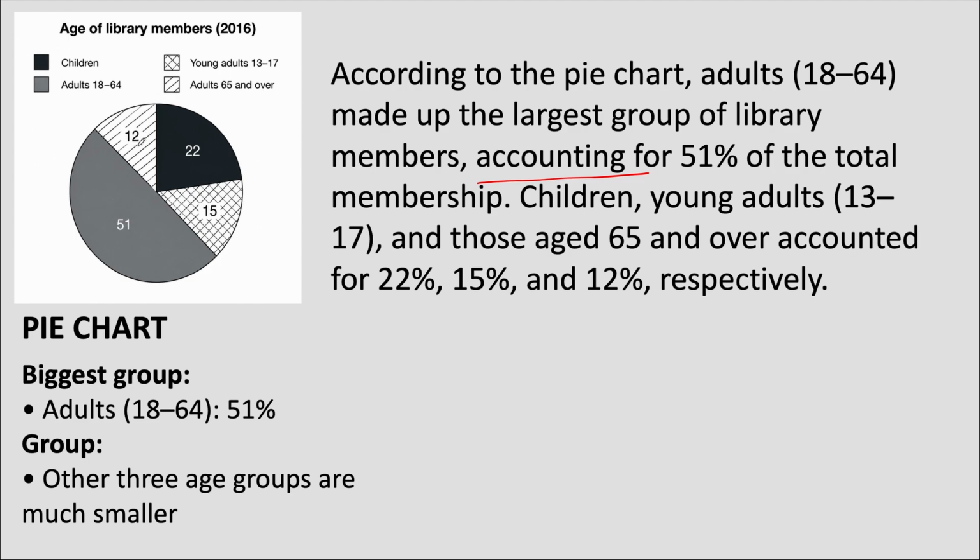Then we mention the other 3 categories in one sentence. I've used the word respectively here. It means the first percentage goes with the first category, the second percentage goes with the second category, and the third percentage goes with the third category. It's a useful way to avoid repetition.